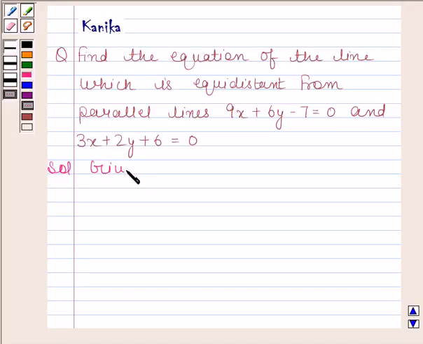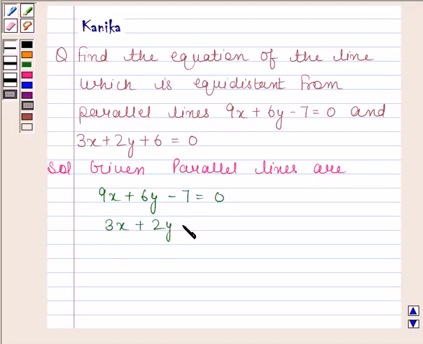Given parallel lines are 9x plus 6y minus 7 is equal to 0 and 3x plus 2y plus 6 is equal to 0. On multiplying this equation by 3, we get 9x plus 6y plus 18 is equal to 0. Let's name this equation as equation number 1 and this as 2.